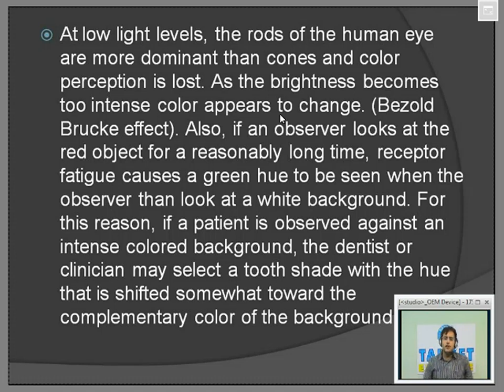Also, if an observer looks at a red object for a reasonably long time, receptor fatigue causes a green hue to be seen when the observer then looks at a white background. That is why when a patient is observed against an intense colored background, the dentist might select a tooth shade with a hue that is shifted towards the complementary color of the background.